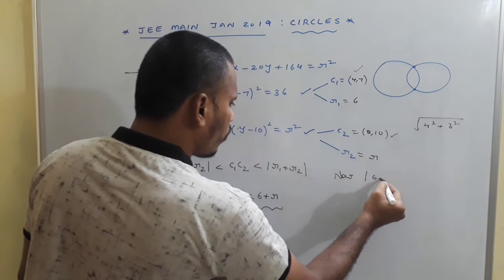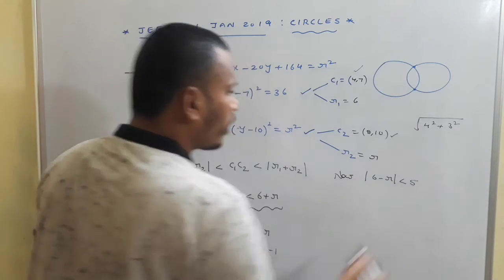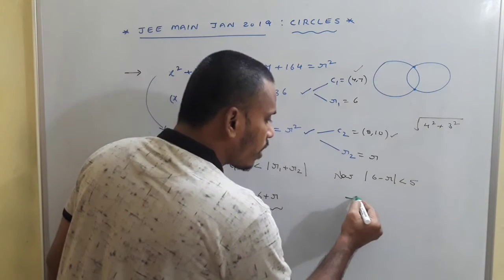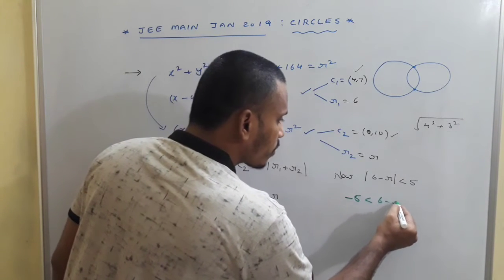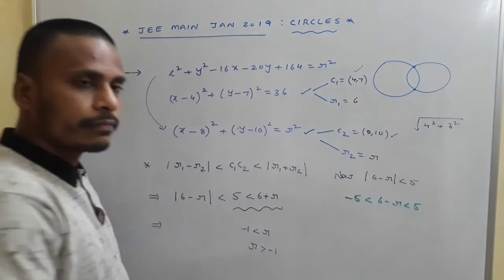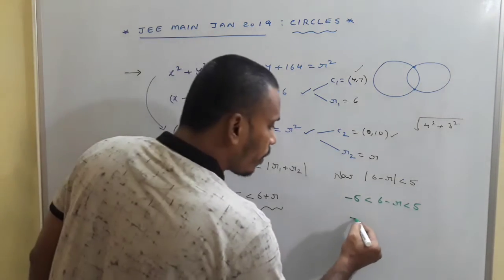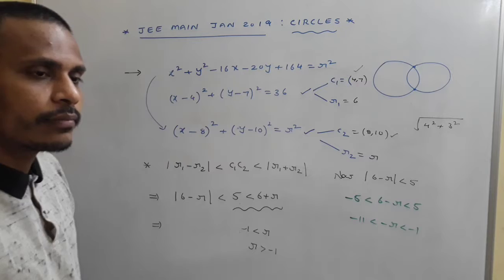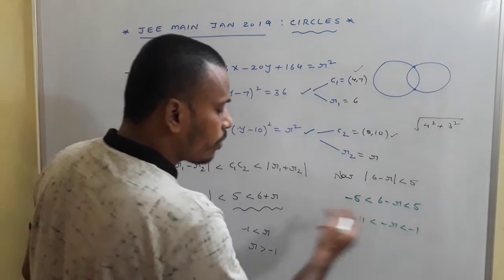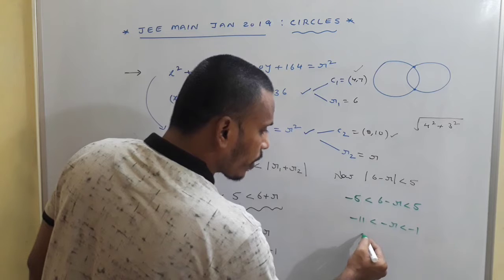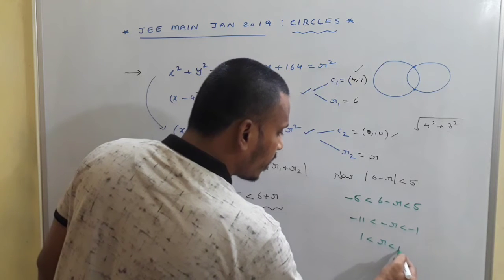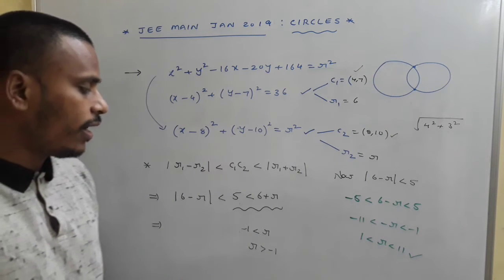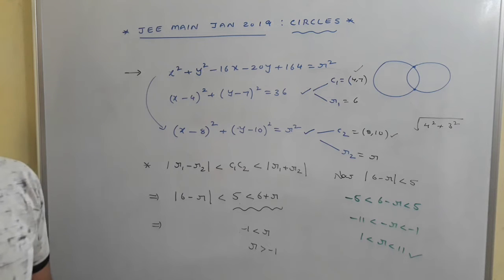Now, modulus of 6 minus r is less than 5. We need to solve that modulus. Modulus of 6 minus r less than 5 means minus 5 less than 6 minus r less than 5. You just remove that 6 now. Minus 11 less than minus r less than minus 1. And then multiply everything with minus. If you multiply everything with minus, what will happen? See, 1 less than r less than 11. So the possible values of r are in between 1 and 11. Okay, that's your choice.